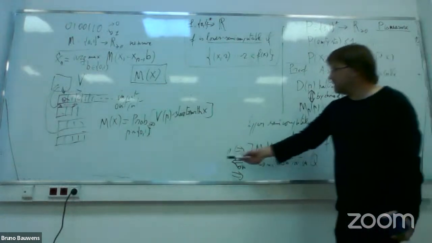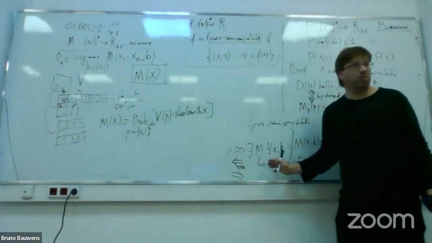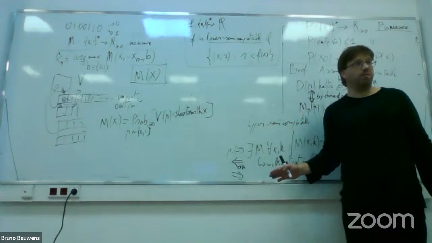By the lemma, you mean lower semi-computable and upper semi-computable implies computable. But I will soon prove it's not computable.